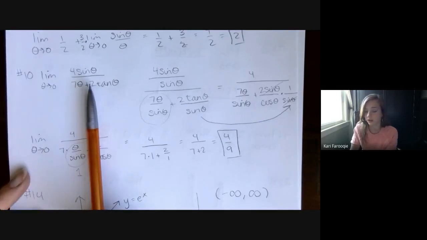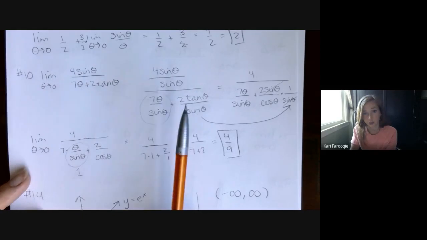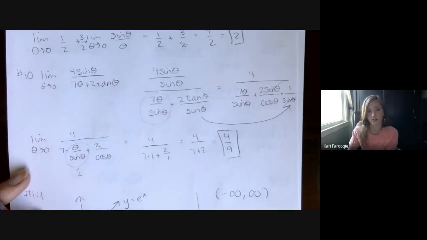So for something like number 10, it's not super obvious, but a technique I used in class was to divide each term by a quantity. In class, we divided by theta or x, I think it was x. And then for this problem, we divided by sine theta. Now, it's not necessarily the case that this is the only way to do it. This is the most straightforward way.